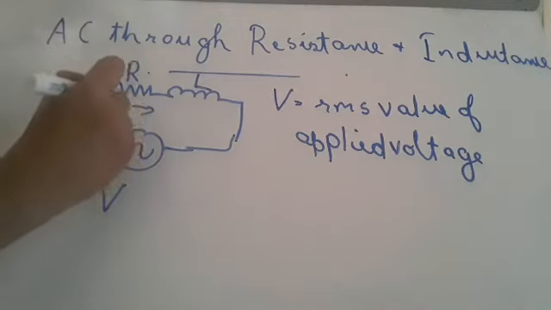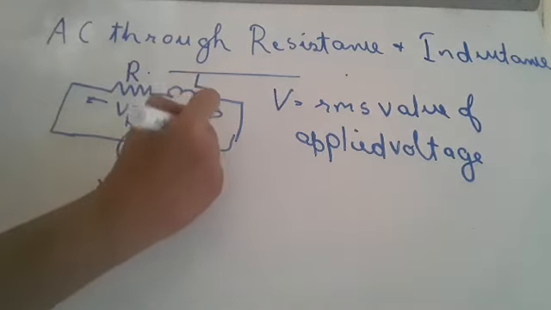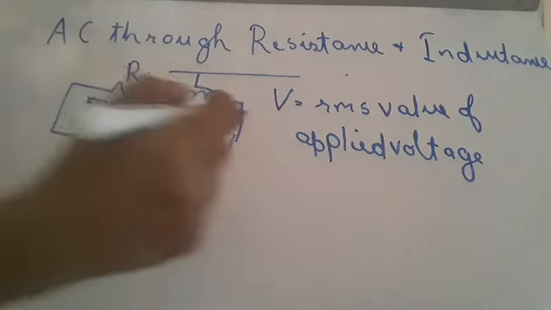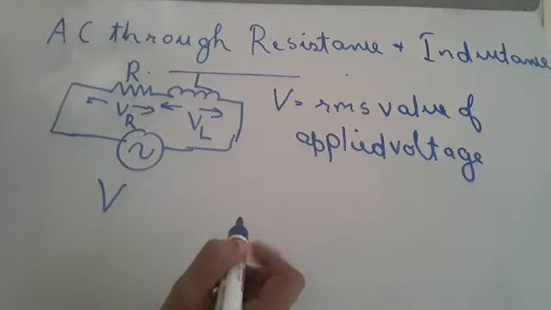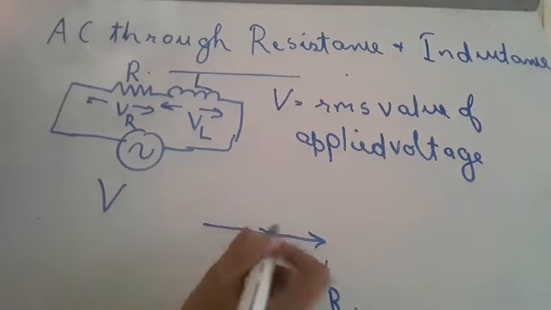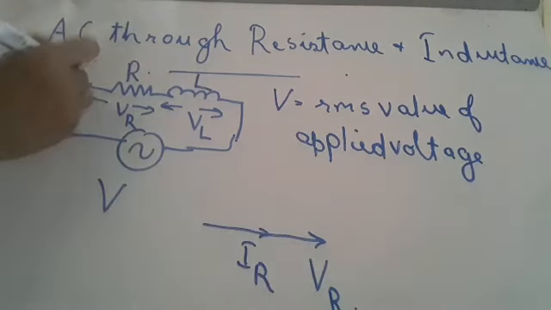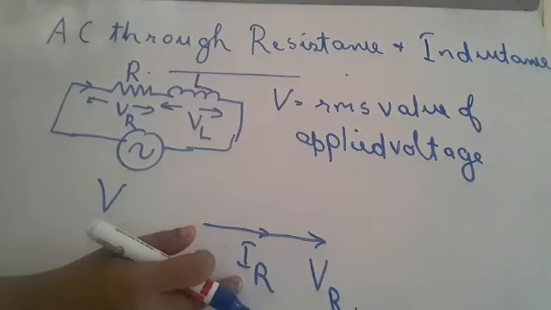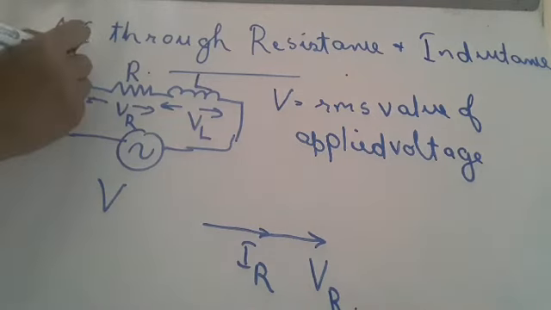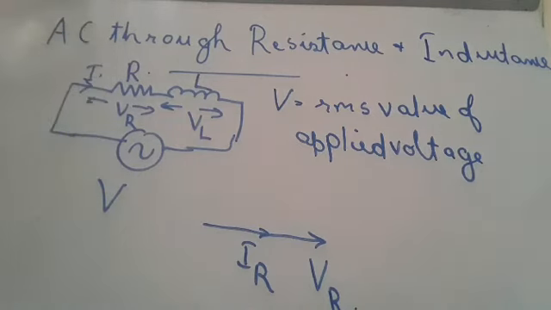Let VR be the voltage across the resistor, and VL the voltage across the inductor. So I am going to draw the voltage triangle. Considering the element resistor, the voltage VR and IR are in phase. IR is the current through the resistor, and since this is a series circuit, this IR is the same as the total current through the circuit. So I have drawn VR.